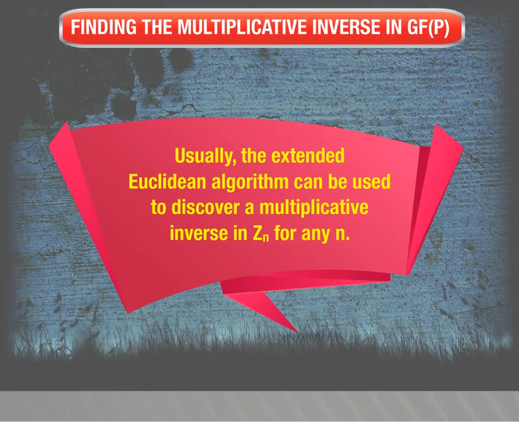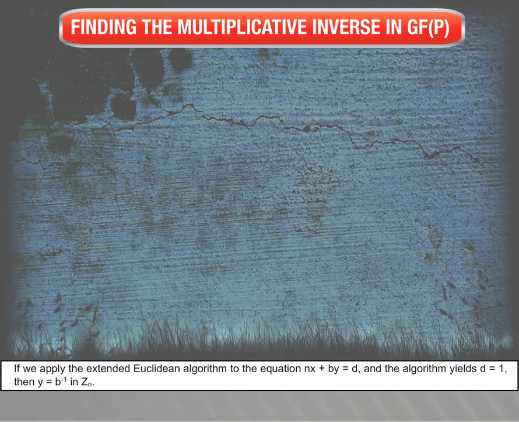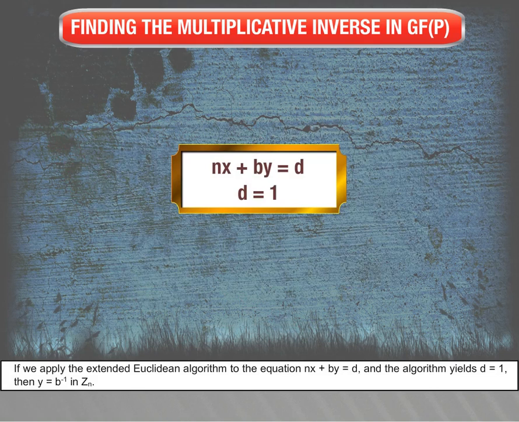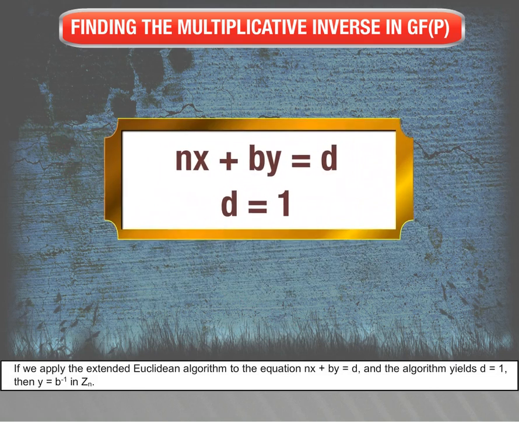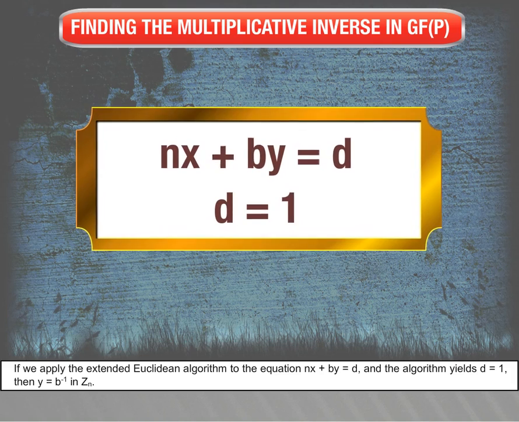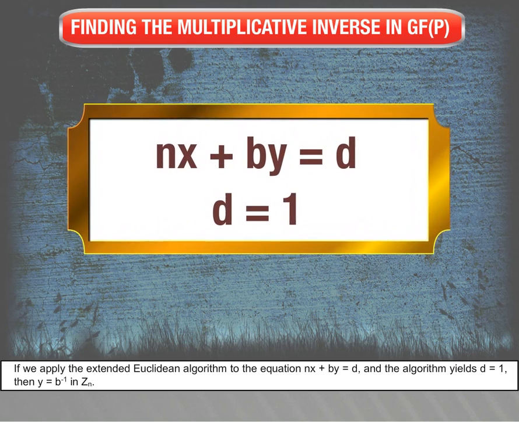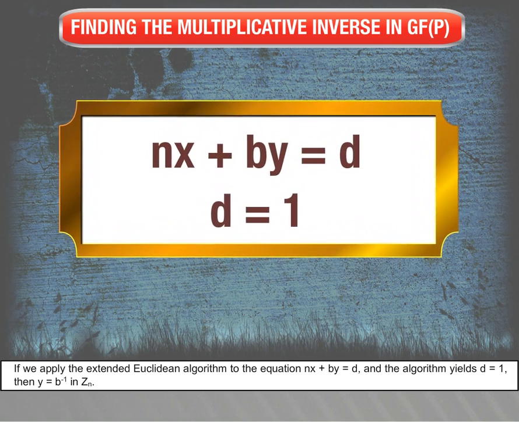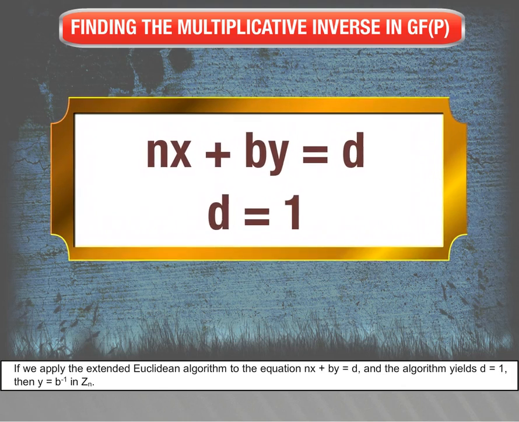Usually, the extended Euclidean algorithm can be used to discover a multiplicative inverse in Zn for any n. If we apply the extended Euclidean algorithm to the equation nx + by = d, and the algorithm yields d = 1, then y is equal to b inverse in Zn.